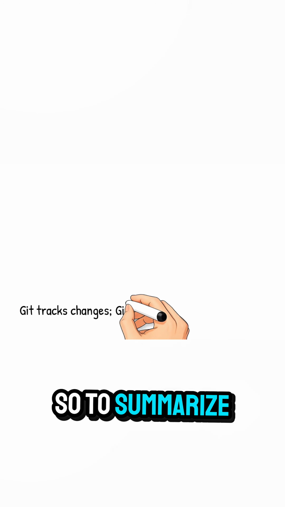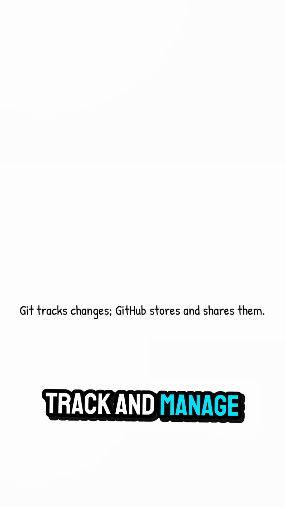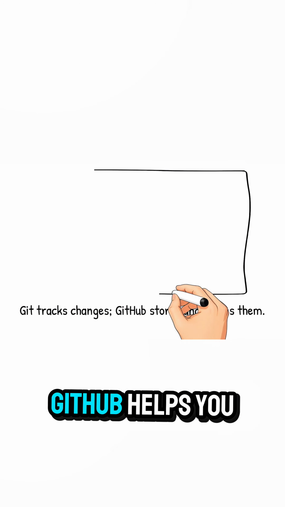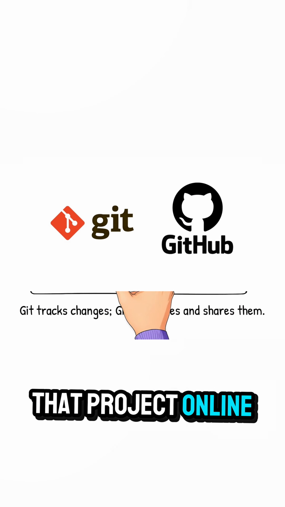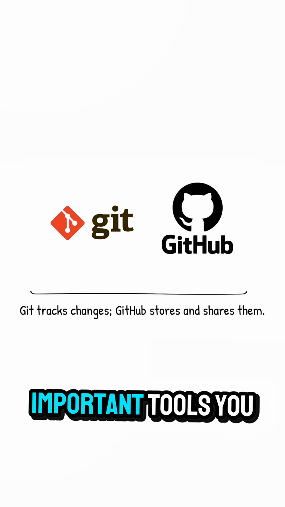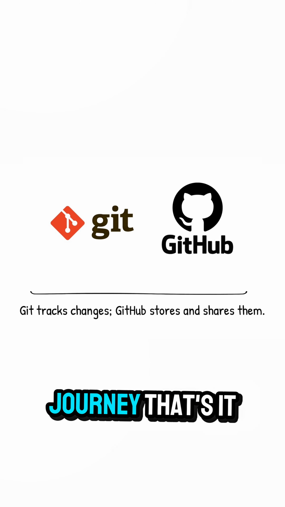So, to summarize, Git helps you track and manage changes in your project. GitHub helps you store and share that project online, and together they become one of the most important tools you use in your tech journey.